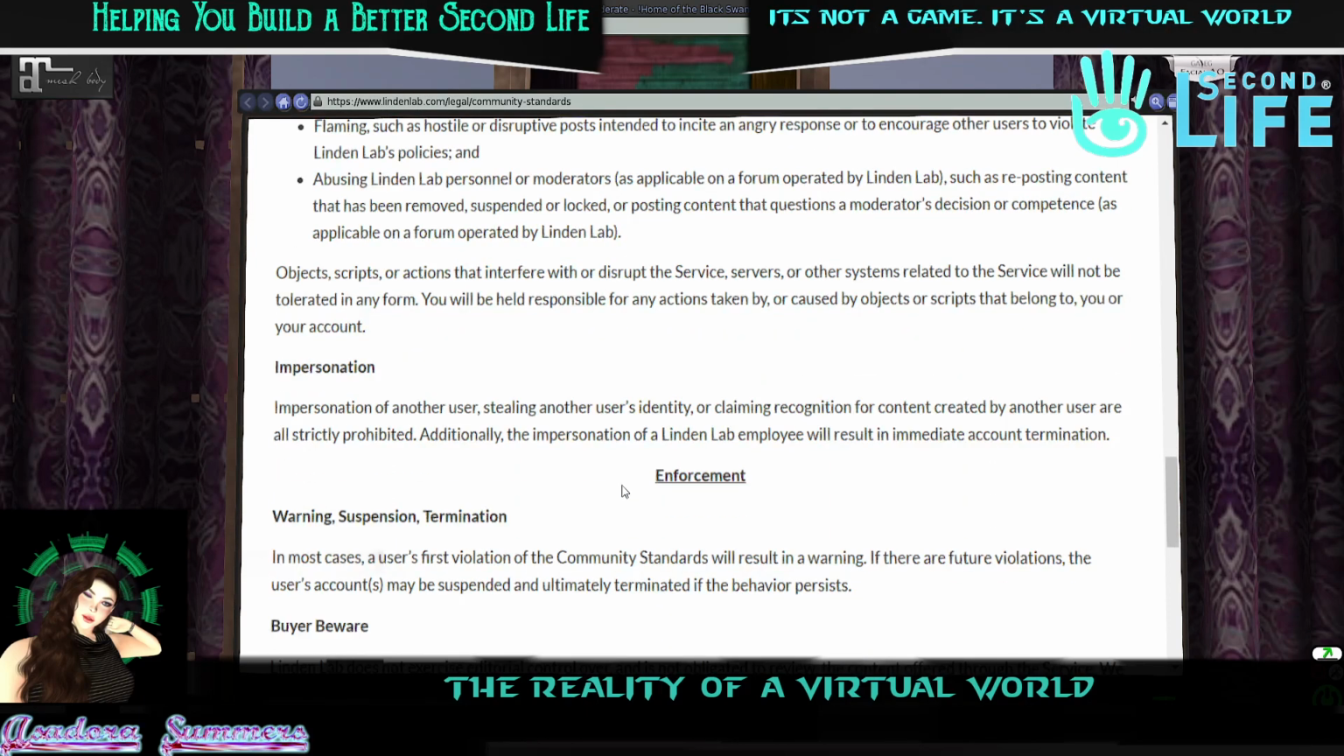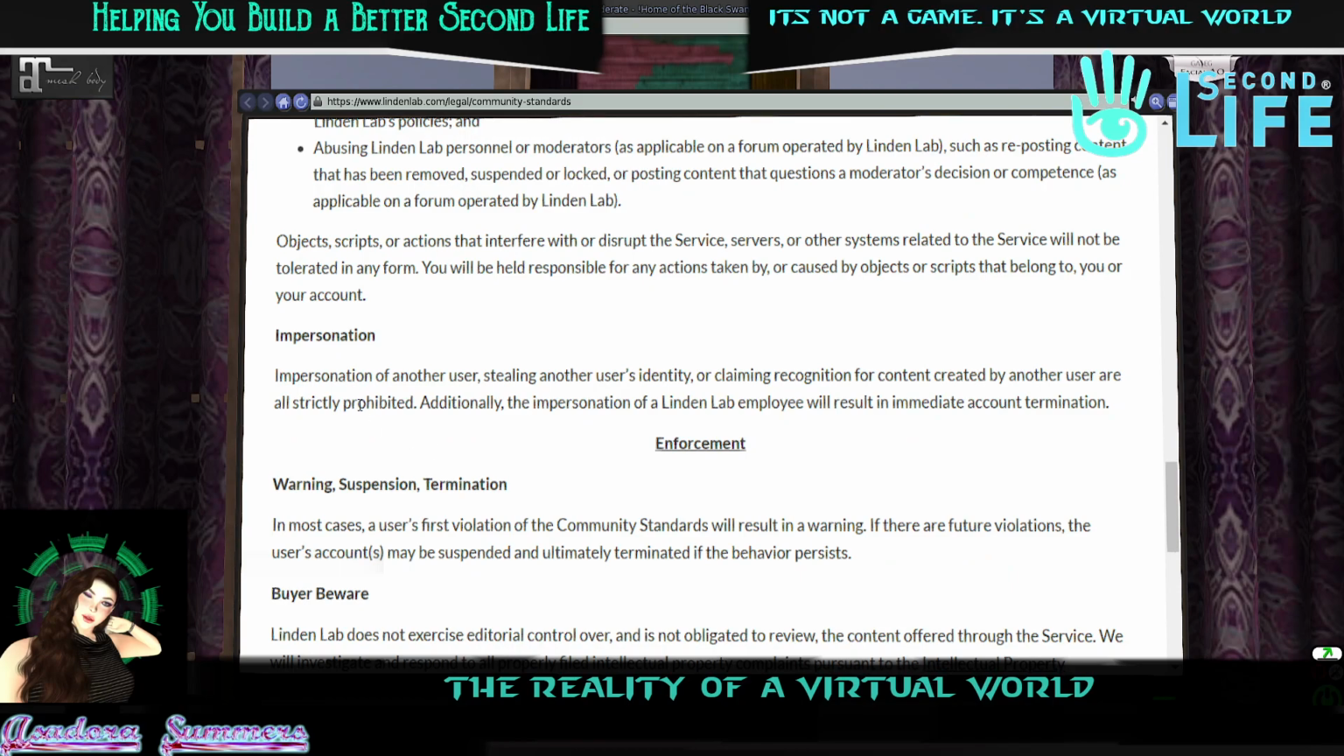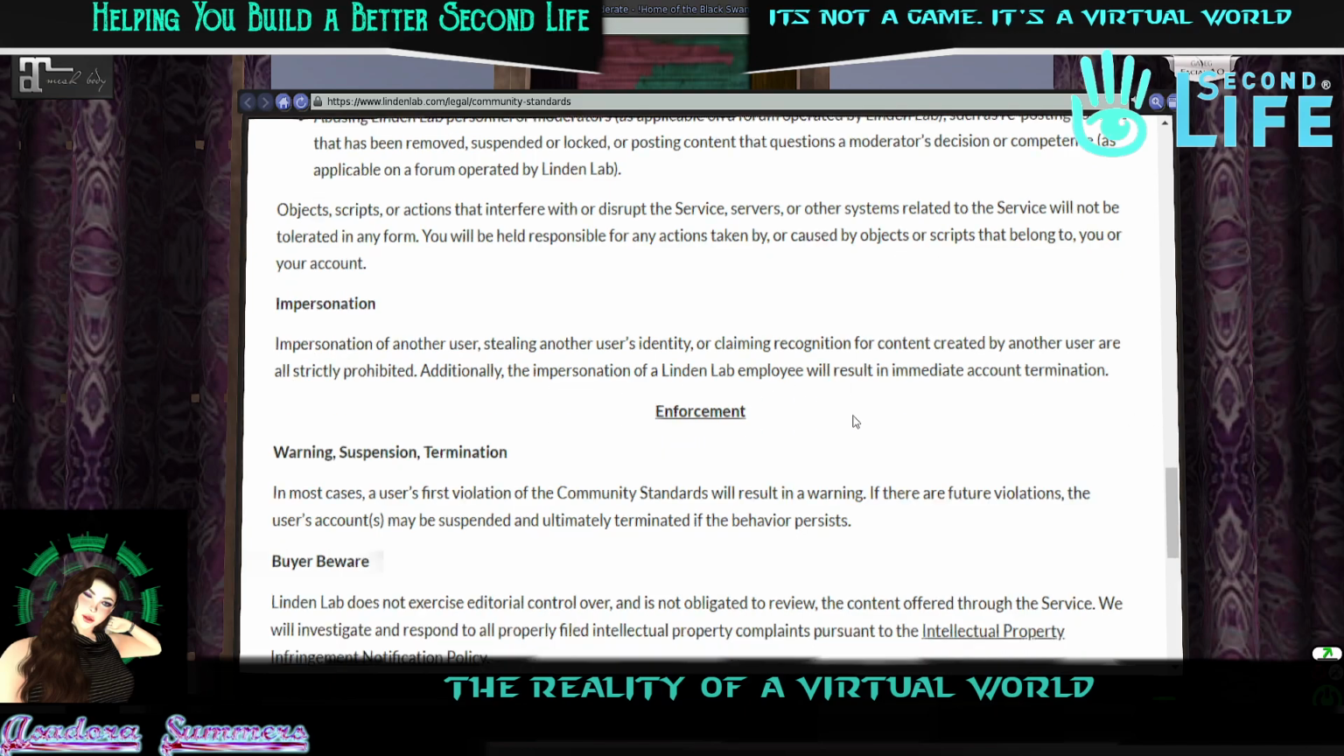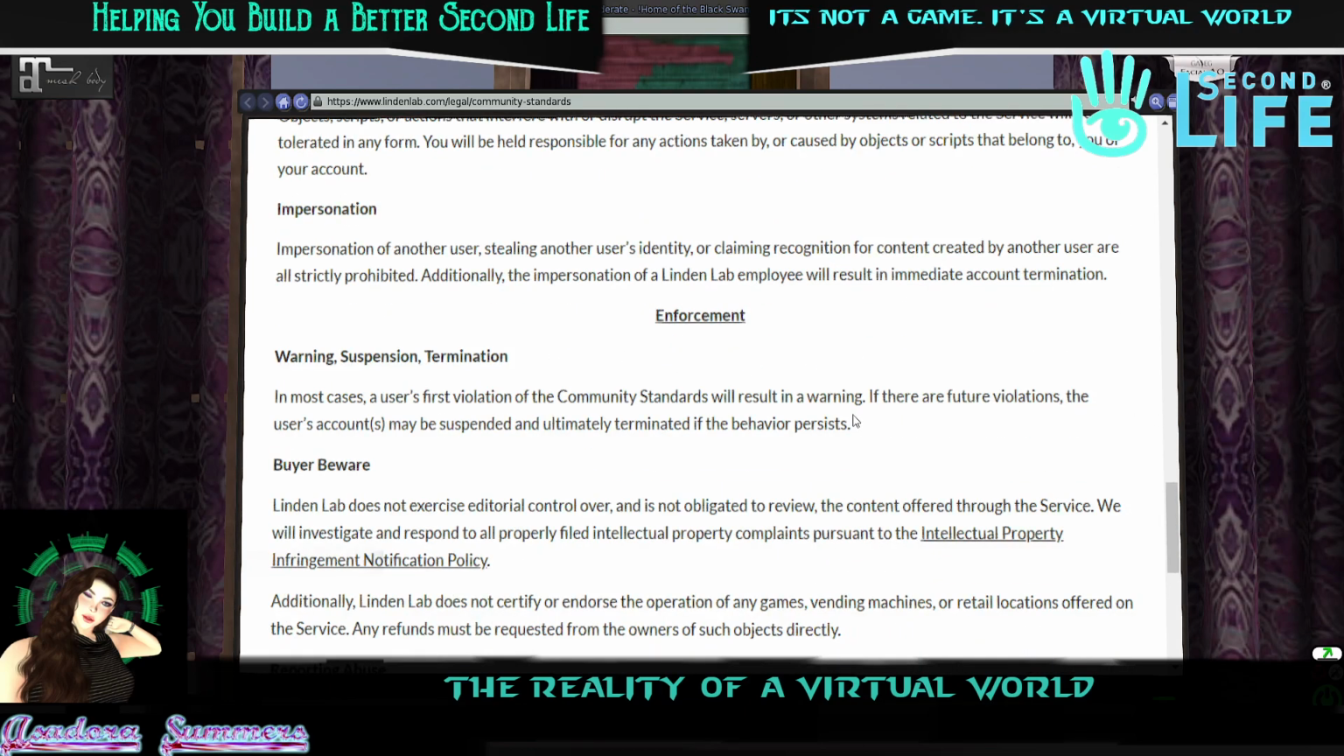Moving on. Impersonation. Impersonation of another user, stealing another user's identity, or claiming recognition for content created by another user, are all strictly prohibited. Additionally, the impersonation of a Linden Lab employee will result in an immediate account termination. Right.